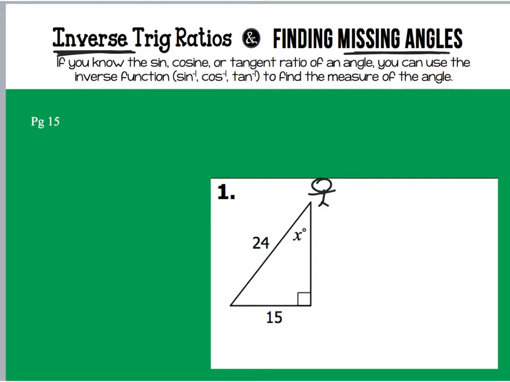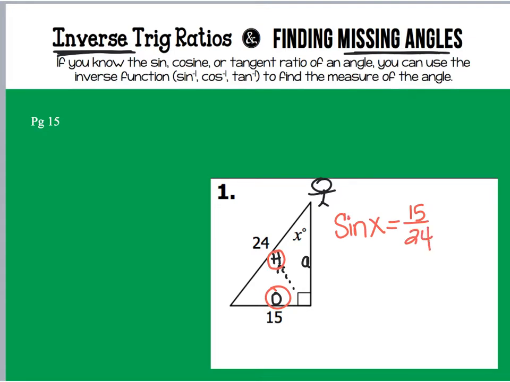We're going to stand at the angle and we're going to label. So here is my stick person. Opposite my stick person is 15, and across from the 90 is going to be the hypotenuse, and close to me is going to be adjacent. So what I'm looking for is sine. Why? Because I have an H and an O. So I'm going to set this up. Sine of the angle where I'm standing is equal to opposite over hypotenuse, which is 15 over 24.